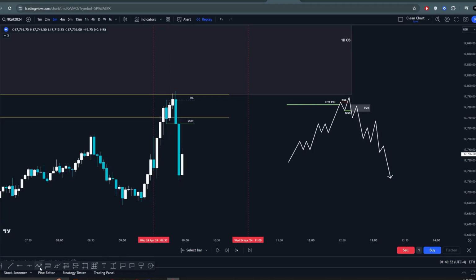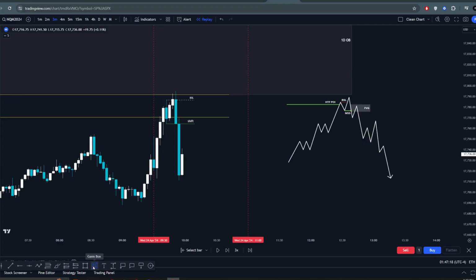Right, so right here we have two fair value gaps. We have this upper fair value gap and the lower fair value gap. So what do you think you should do? Which fair value gap should we enter?